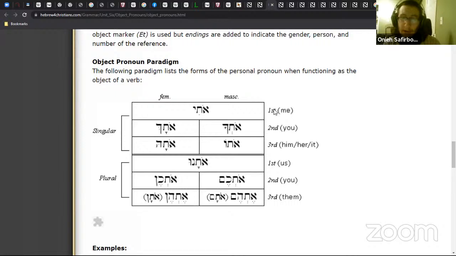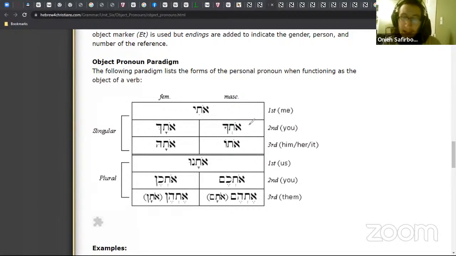So you have first person, it's me. So you've got right here, that's me, and this is Aleph Tav. So you combine it together, and that is "at me." Who do you love? It's directed at me.